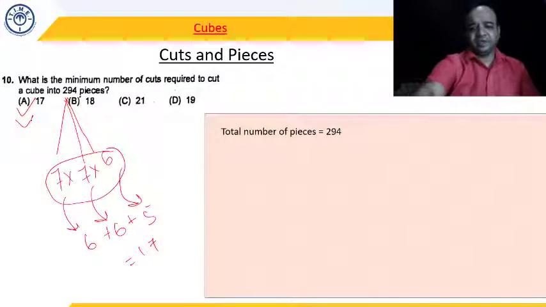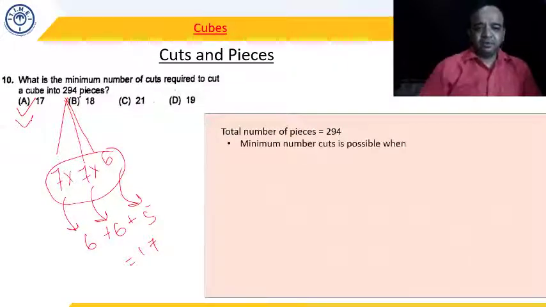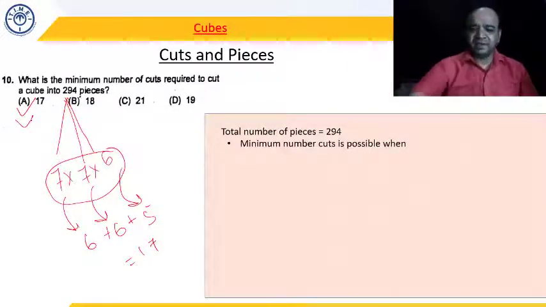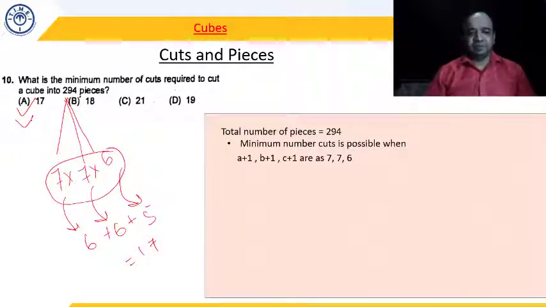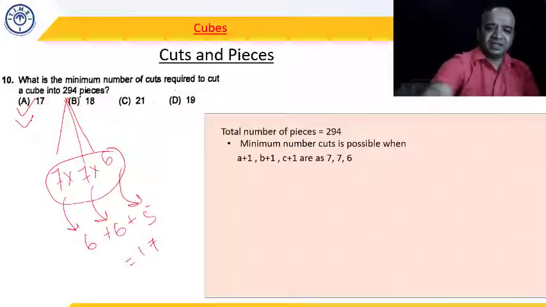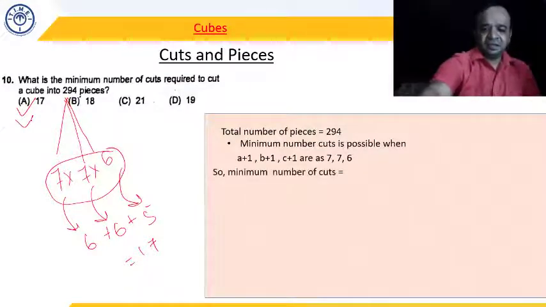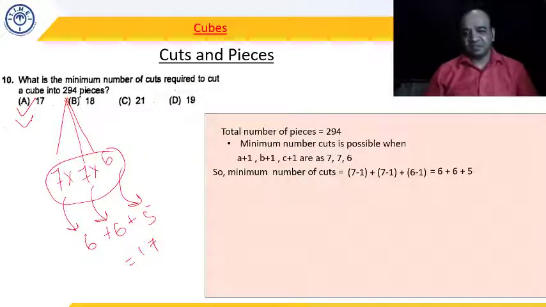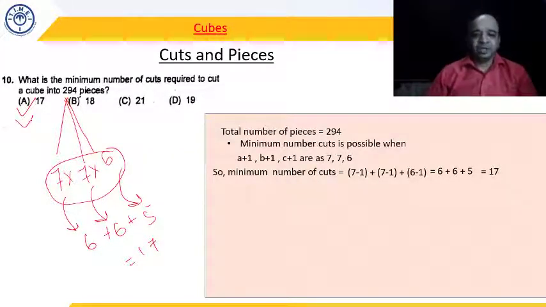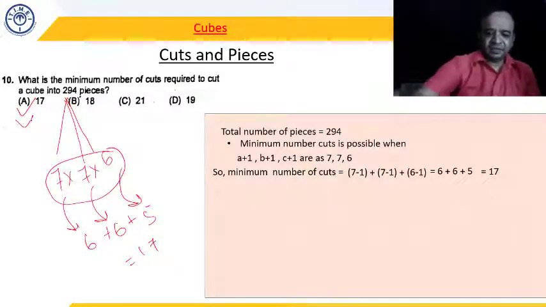Total number of pieces we have is 294. The minimum number of cuts is possible when these are as close as possible. And we have A plus 1, B plus 1, C plus 1 as 7, 7, 6. Then corresponding A, B and C can be obtained as cuts here: 7 minus 1, 7 minus 1, 6 minus 1. That gives us 6 plus 6 plus 5, that is 17 cuts. So the answer choice for this question is A.